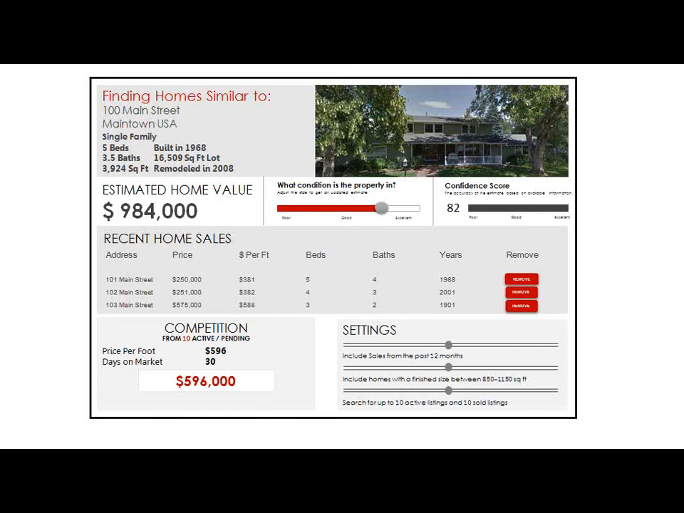So what is the property condition? What are some of the recent home sales similar to the property, which they can include or exclude? And once again, just to help engage that consumer, make them a part of the process, and get them excited about what their home is worth, and hopefully get in touch with a real estate agent to try and sell it.